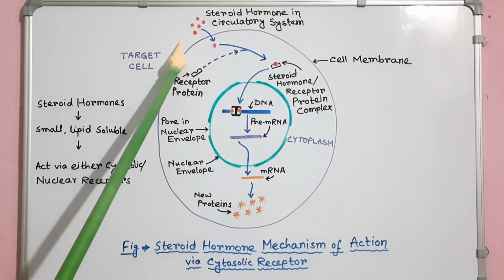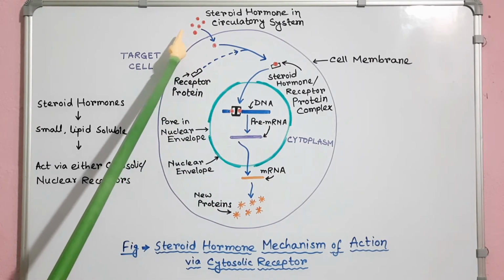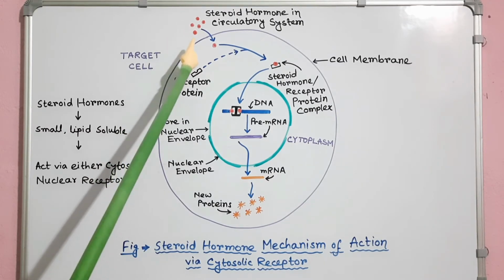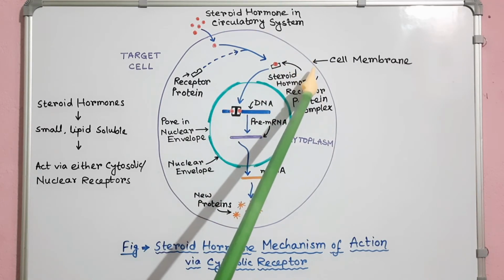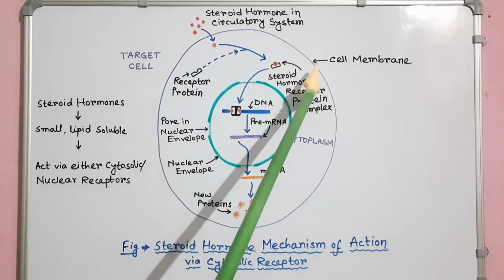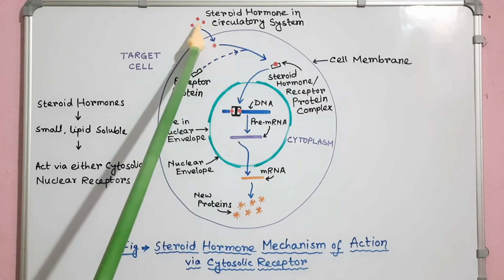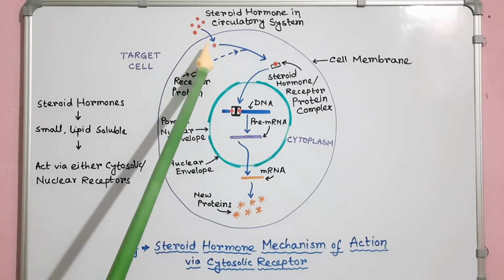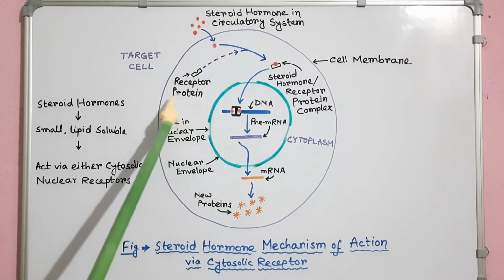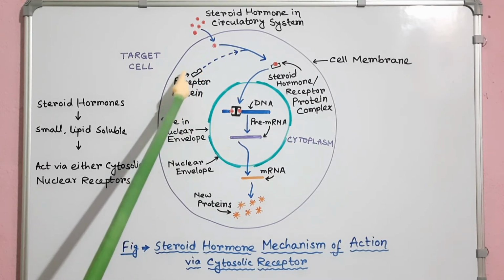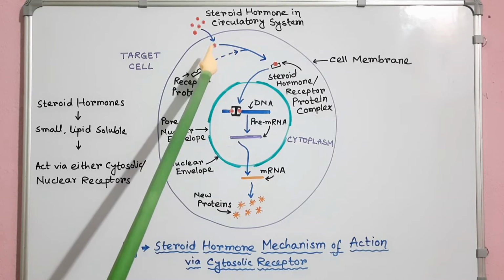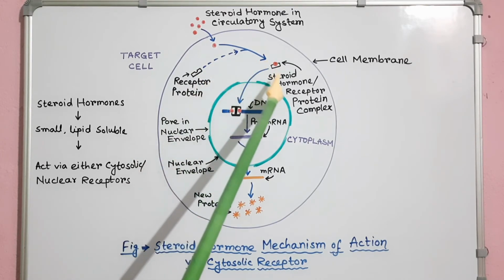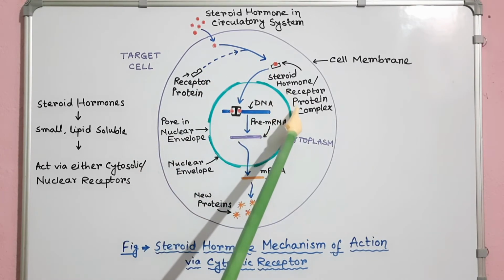Suppose these are steroid hormones, for example, glucocorticoids. This is the target cell. This is the cell membrane of the target cell. The steroid hormone enters its target cell. Suppose this is the cytosolic receptor protein. The steroid hormone combines with this receptor protein to form a steroid hormone receptor complex.